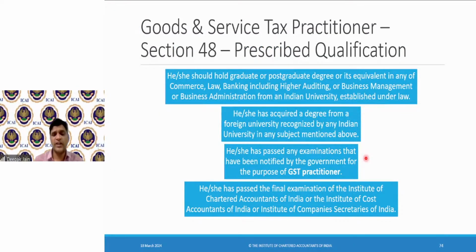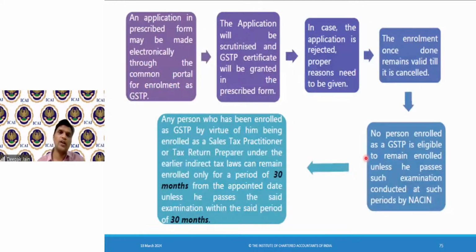What is the prescribed qualification? You should be holding a graduation or acquired a degree from a foreign university, or you should pass any examination that is notified by the government, or you should have passed the CA, CS, or cost accountants examination. An application in prescribed form may be made electronically. आप application file कीजिए, application will be scrutinized, फिर आपको एक GSTP certificate मिलेगा.